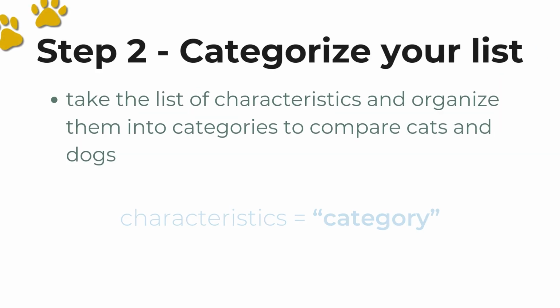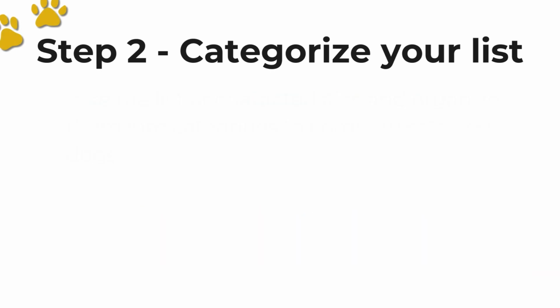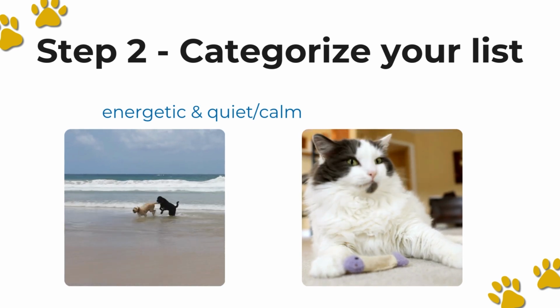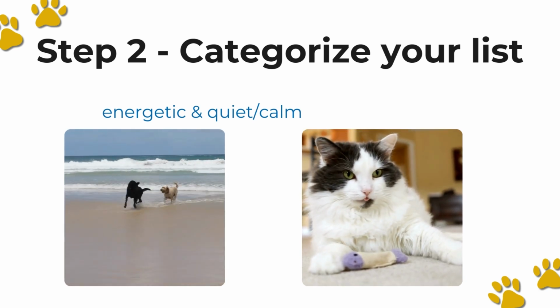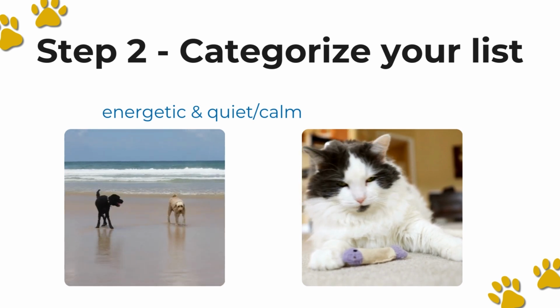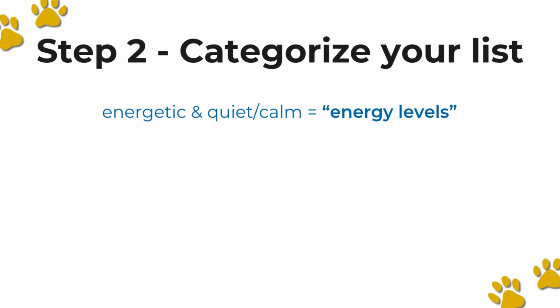Our next step is to create broad categories from our list of characteristics so we can summarize them in our thesis statement. For example, we mentioned how dogs are typically more energetic, while cats are typically quieter and calmer. We can say a category that matches both descriptions of dogs and cats can be energy levels. We can then do this for all our other comparisons.